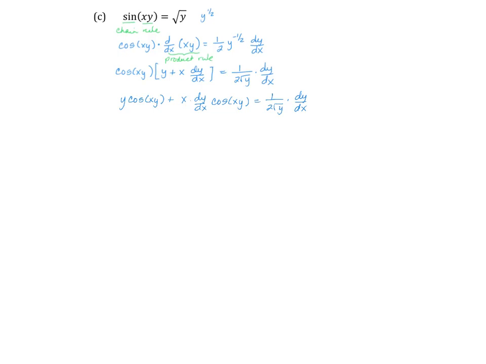I'm going to subtract the x dy dx cosine xy from both sides and bring all the dy dx over to the right. Again, I'm only bringing it over to the right because I don't like having negatives. I don't want to make the y cosine xy negative. So this is going to be 1 over 2 square root of y times dy dx minus x times dy dx cosine of xy.